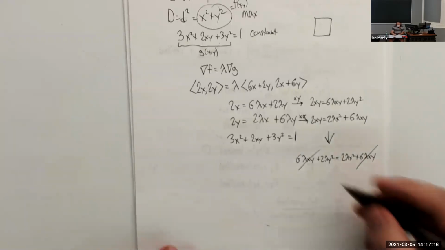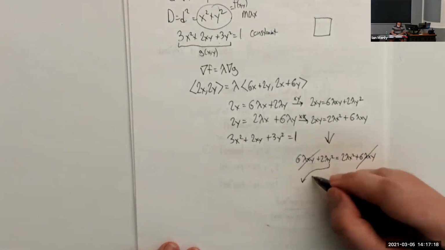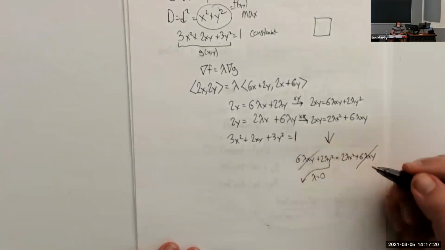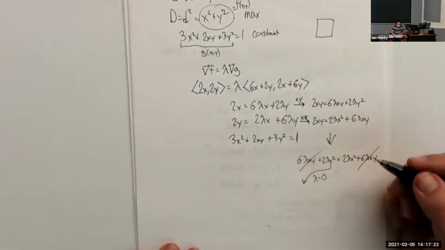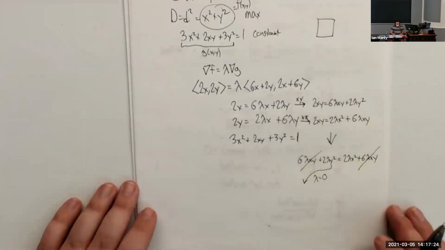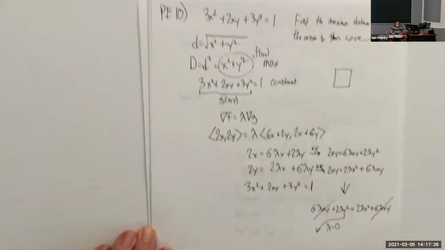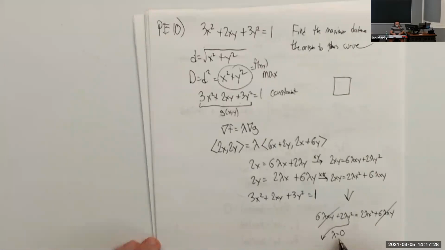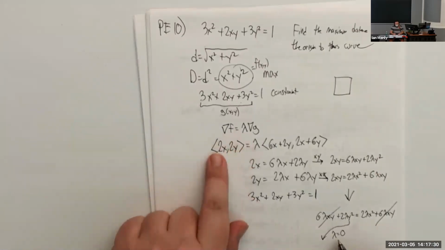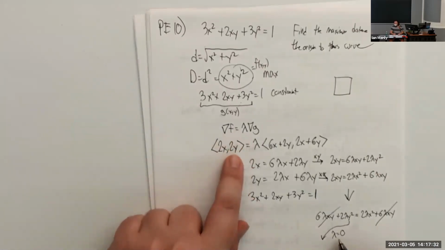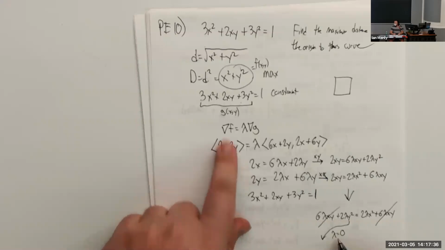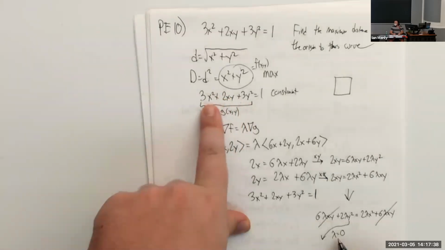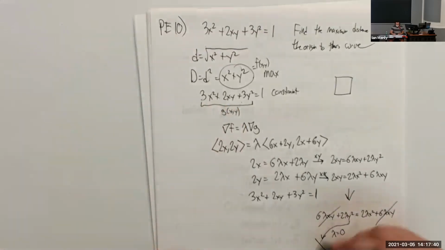Now, there's 2 possibilities for this. The first possibility is lambda equals 0. But that really wouldn't be too great, because if we do lambda equals 0 and we bring that back up here, that means that 2x and 2y need to be 0. So that means that our point will be the origin, but the origin is not on this constraint curve. So that's a dead end. We're not going to go that way.